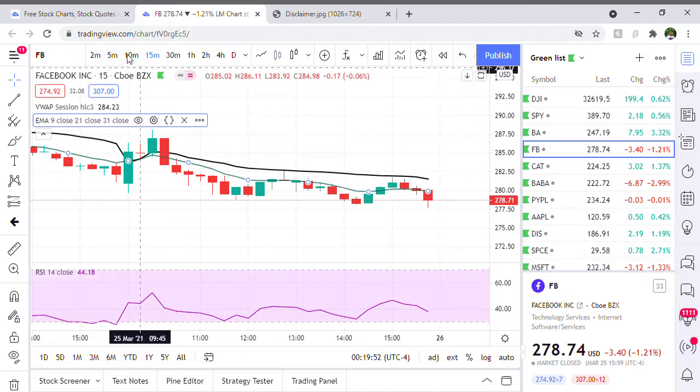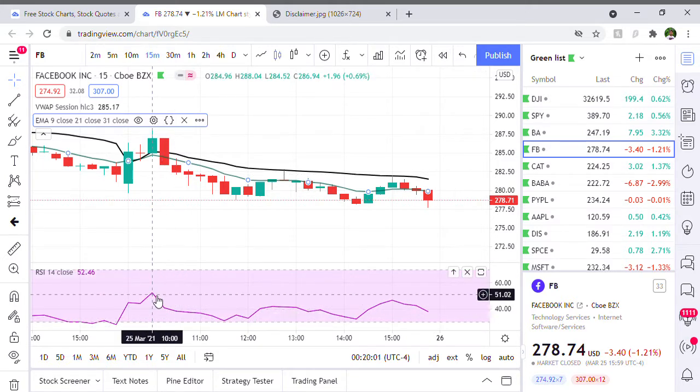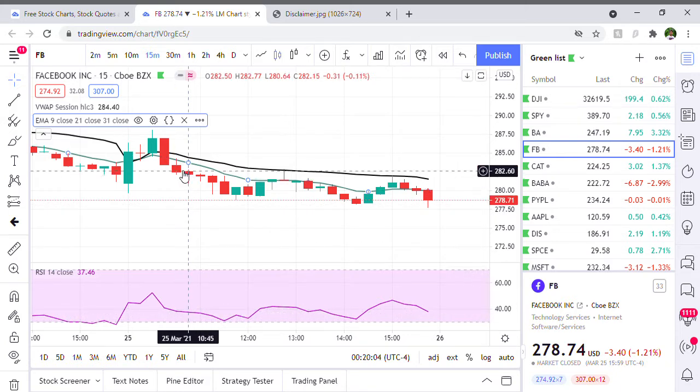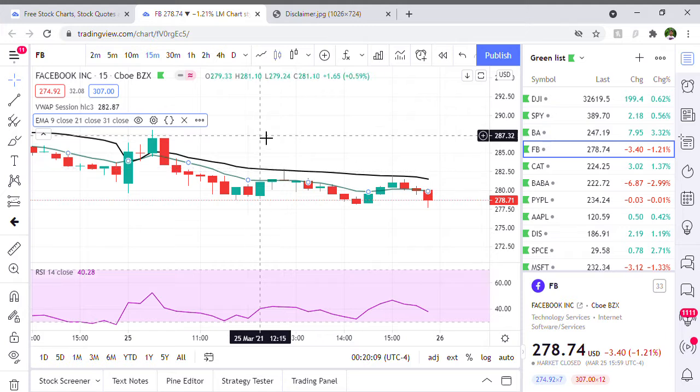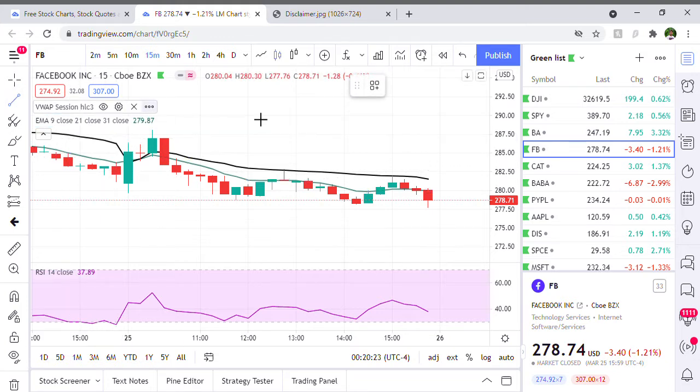Before we change our chart, this was my candle, and we must look at the RSI. Never ignore the RSI. How is the trend of the RSI? RSI is going downward, so we are in the right direction. Okay, so now I will change my chart to 15. Before that, we must identify our entry point. This candle closed at 282.38. I'll just draw a line so that I can identify my entry.